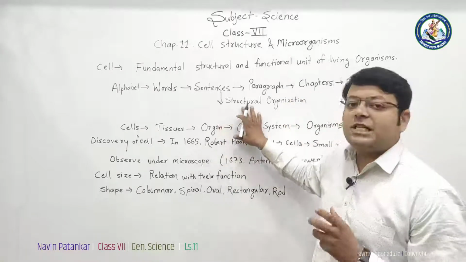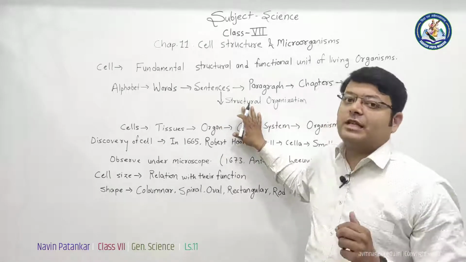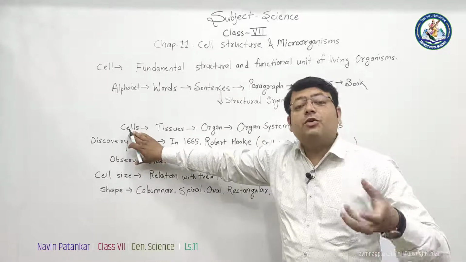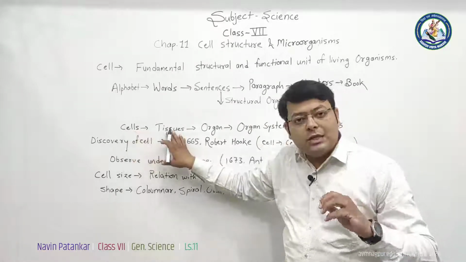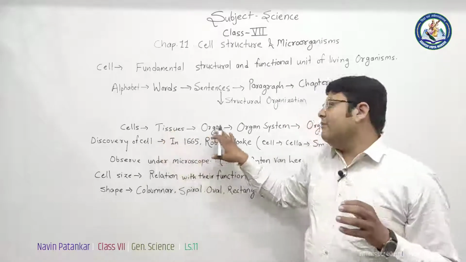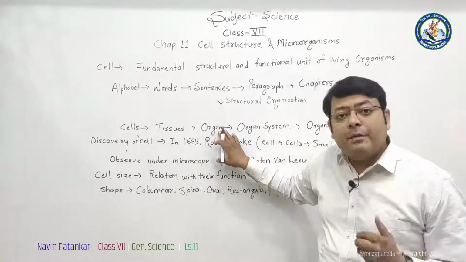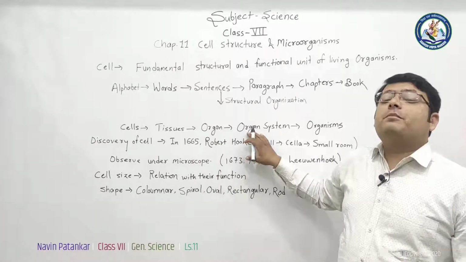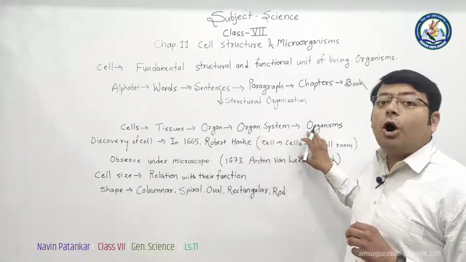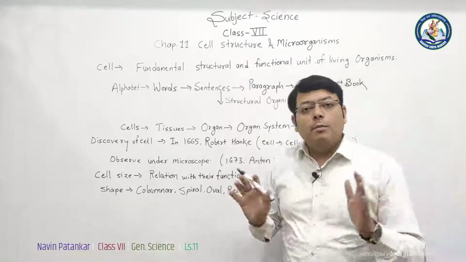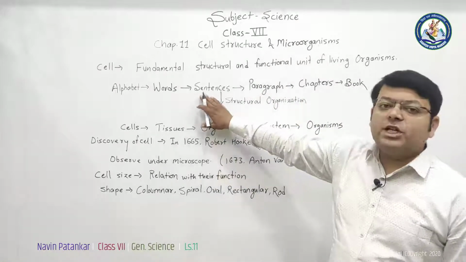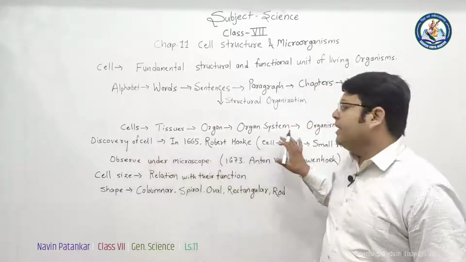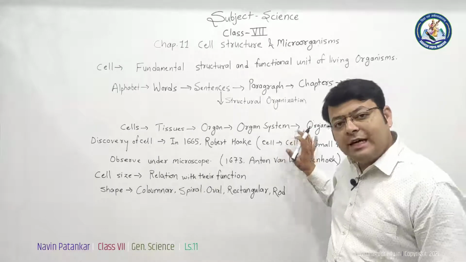If we talk about the structural organization of the cell, from many cells we have tissues, from many tissues we have organs, from many organs we can have an organ system, and from organ systems we have an organism or a whole body. So the same is the case with the alphabet. We have a cell and the chain of structural organization of the cell.